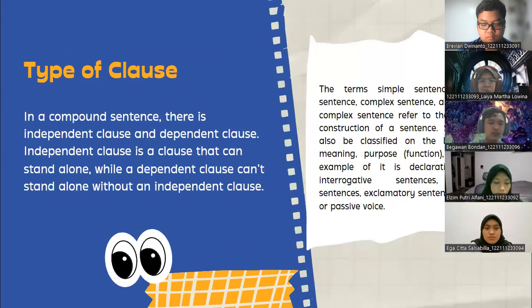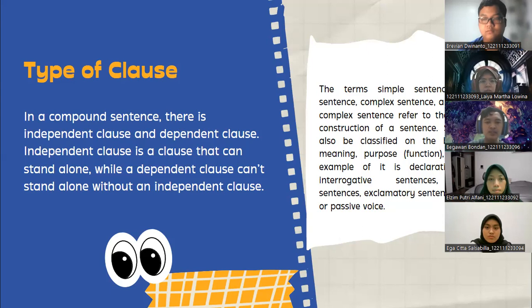Types of clauses. In a compound sentence, there is an independent clause and a dependent clause. An independent clause is a clause that can stand alone, while a dependent clause cannot stand alone without an independent clause.